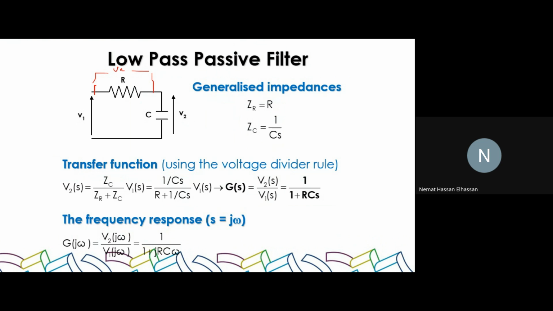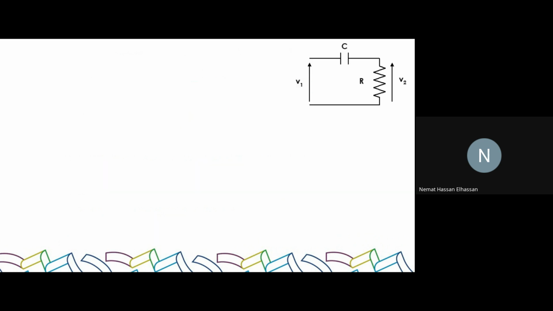Since you've changed the output, the circuit behavior will change. Not the circuit, but the reading value will change, right? So let's do a test for that. Let's say that we have the exact same circuit, but this time I'm taking my output from the resistor, not from the capacitor.